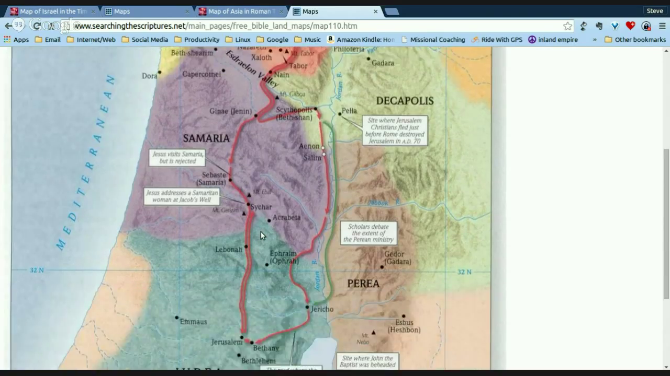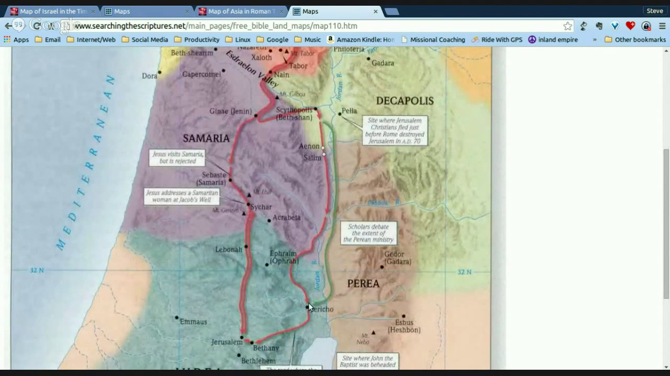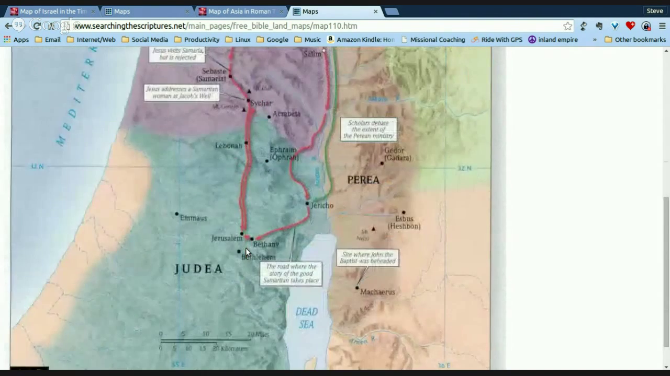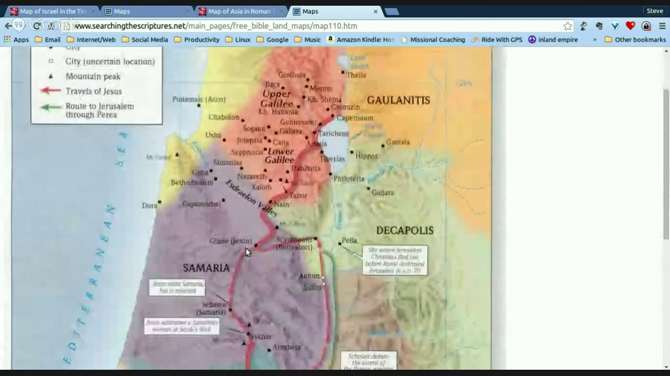So just so you know, typically Jews wouldn't travel this way up and down. They would generally travel down into the Jordan River basin and avoid Samaria and travel along the river up and down. So when Jesus decides to go through, he's deciding to do that purposefully. And so that's an important geographical feature to be aware of.